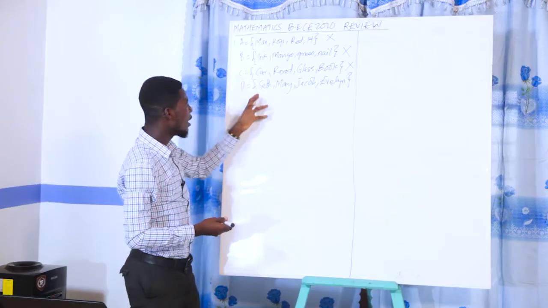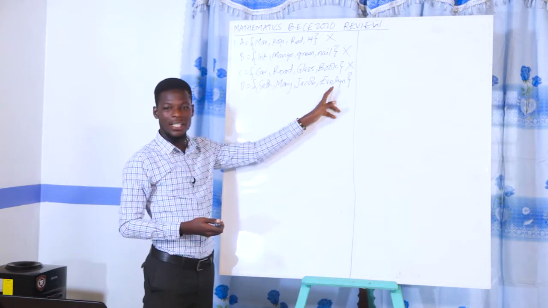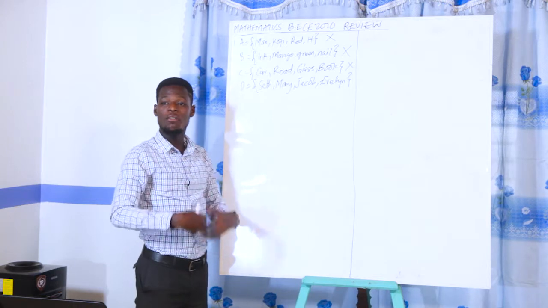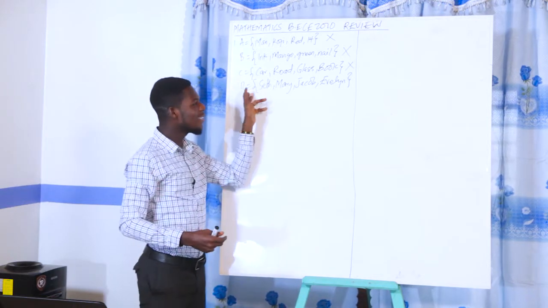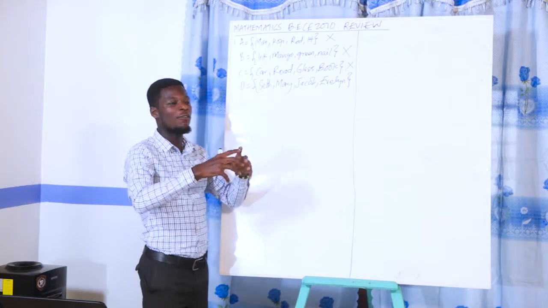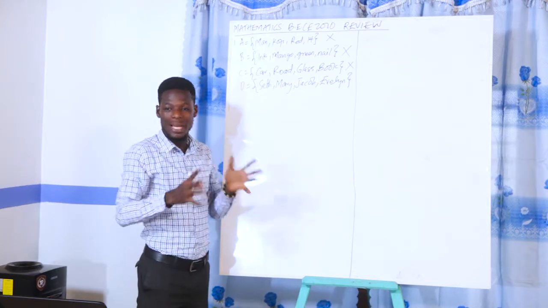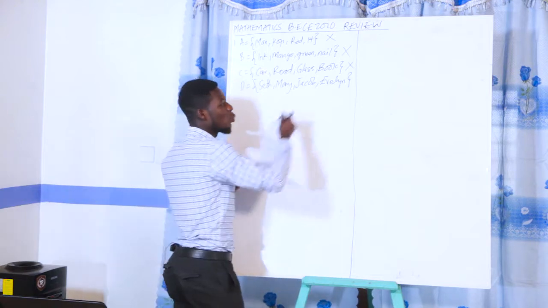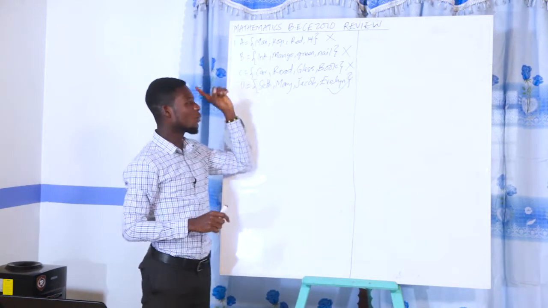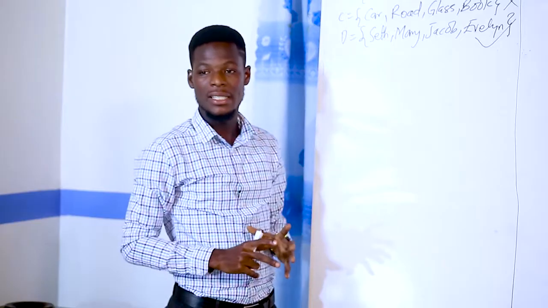Let's go to option D. Seth, Mary, Jacob, Evelyn. You realize that these are all names of people or names of humans, and for that reason, this set is well defined because it contains a set of names of humans. So it means that set D is well defined, and for that reason, our answer for question 1 is option D.